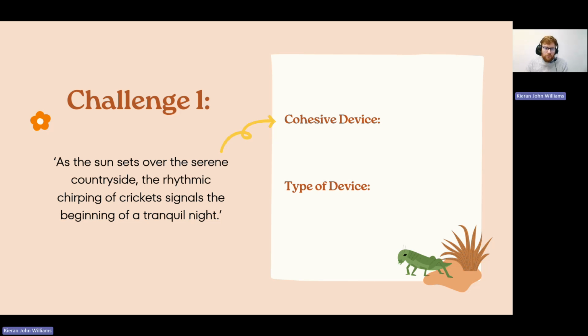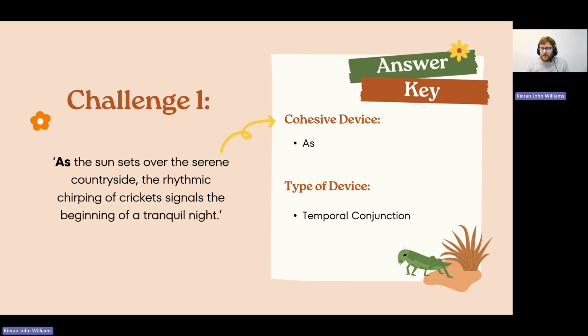Right. So here's the first challenge. So we've got this sentence here. As the sun sets over the serene countryside, the rhythmic chirping of crickets signals the beginning of a tranquil night. So first of all, we need to identify the cohesive device. Okay. So think about what kind of cohesive device is it and what type of cohesive device is it? Okay. Is it relating to time, cause, something else?